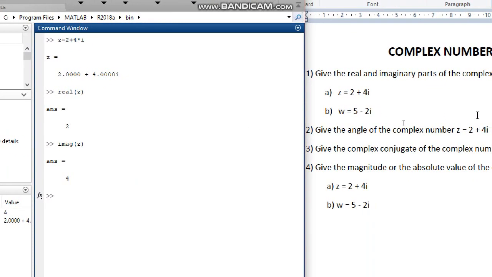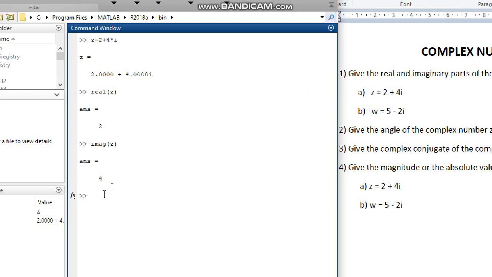So to find the angle of a complex number, I simply type in angle. In this case, I'm looking for the angle of z, so I'll simply type in angle of z. It's going to return the angle, which is 1.1071, and this angle is in radians. This angle is not given in degrees. This angle is given in radians.